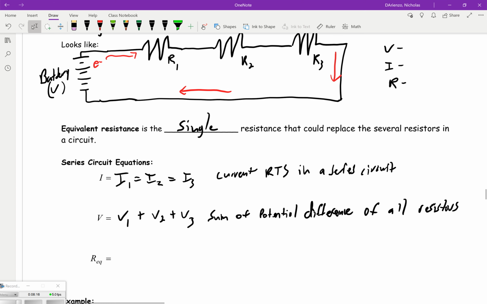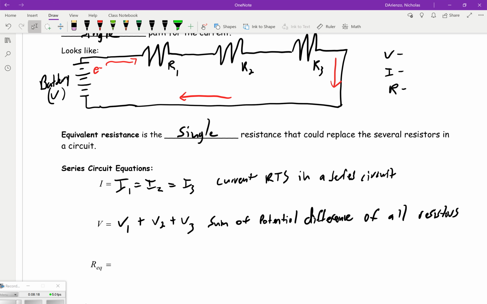Now the resistance of this circuit, this one is kind of intuitive, but the total resistance, or the equivalent resistance, is the single resistance that could replace the several resistors. Well, we have resistor 1, resistor 2, and resistor 3 in this circuit, and we could have more than that. But the sum of each of these will give us the equivalent resistance. And that's the sum of resistance of all the resistors.